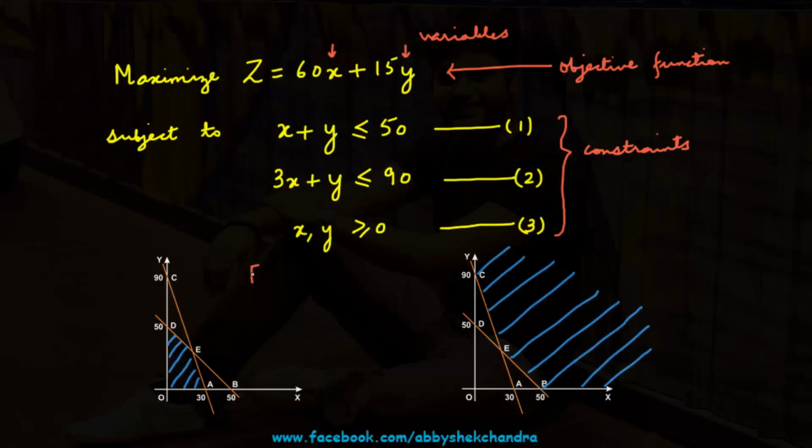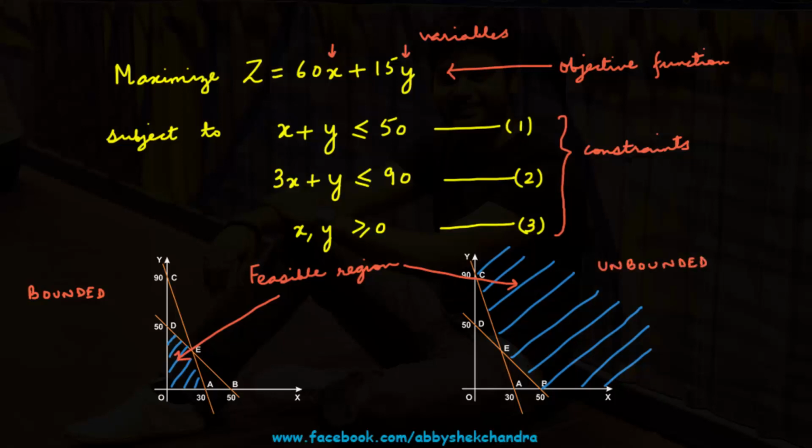The common region determined by all the constraints of an LPP on the graph is called the feasible region. The feasible region is said to be bounded if it has definite boundaries on all sides or it is a closed region. If the feasible region extends indefinitely in any direction, it is called unbounded.